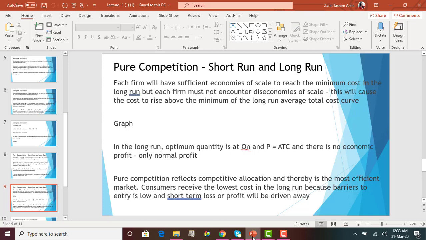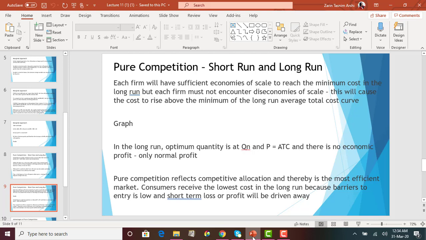So again, in the long run, they will be at a very efficient point. Basically, there will be economies of scale. The firms will enjoy economies of scale. They will be at minimum cost, and at the same time, consumers will be charged minimum prices, and they will be very efficient in the market.